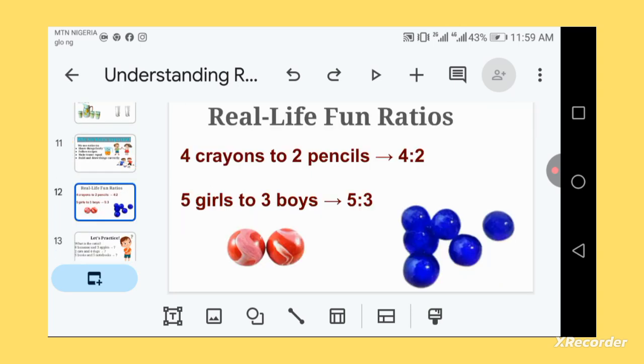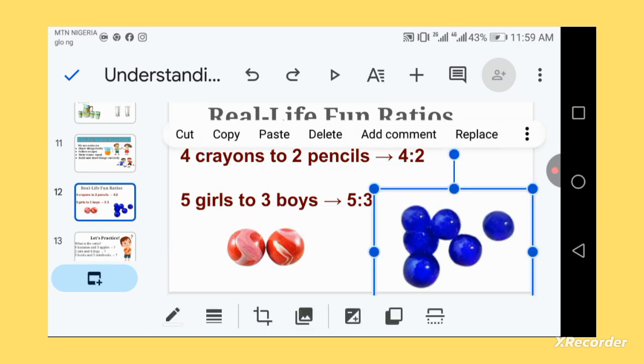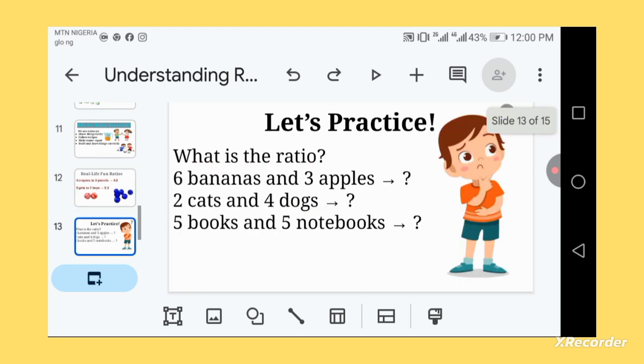Okay, now let's look around us. You can find ratios in your pencil box, your classrooms, and games. You can think of more. For example, your pencil box contains your writing materials like your pencil, your crayon, your cleaner. Let me just say the ratio of pencil to cleaner. Maybe you have 5 pencils and 2 cleaners. So the ratio of pencil to cleaner is 5 to 2.